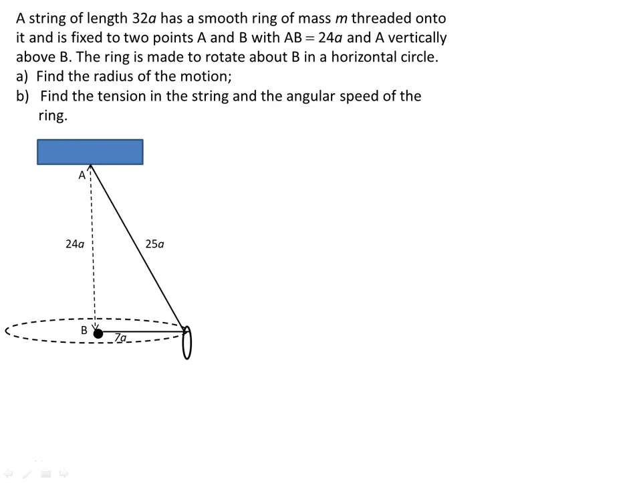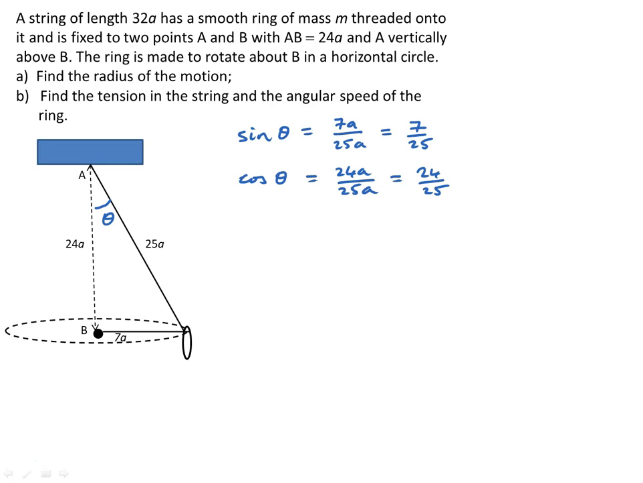So here's the diagram drawn again, and we're going to need just to work with the angles a little bit. So if we call theta the angle that the string joining A to the ring makes with the vertical, then we've clearly got that sine theta is 7a divided by 25a, which is 7/25, and cos theta is 24a divided by 25a, which is 24/25.